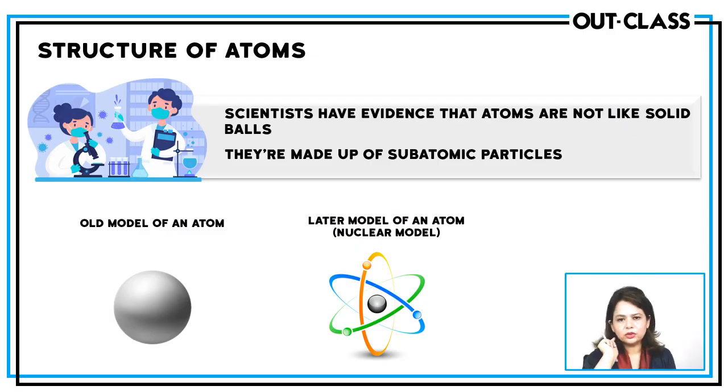So as you all know, atoms are not whole solid particles. They are divided into subatomic particles. There are more than 200 subatomic particles present in an atom. But we are concerned with only 3 fundamental subatomic particles, which you all are familiar with: protons, neutrons, and electrons.